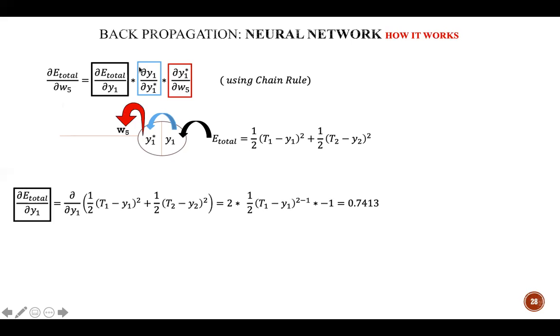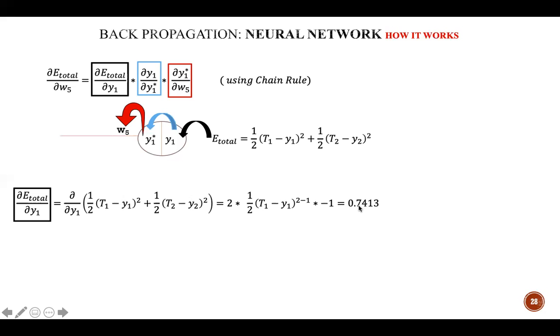Okay, now let's calculate the first ratio, partial E total over partial Y1. This is how you take the partial derivative. What is E? Instead of E, you put this equation, and you do your derivative with respect to Y1. Doing this derivative will result in this, and you substitute the numbers that you were given before, and you get this number.